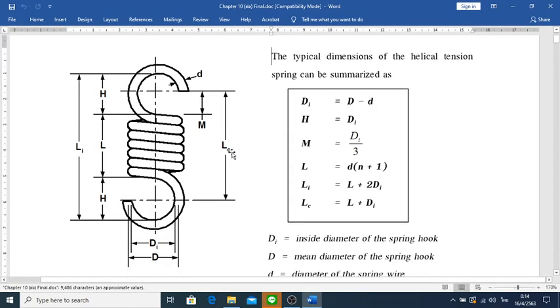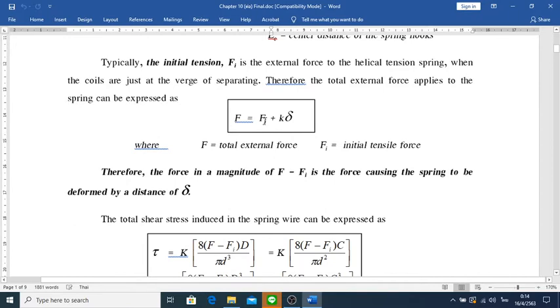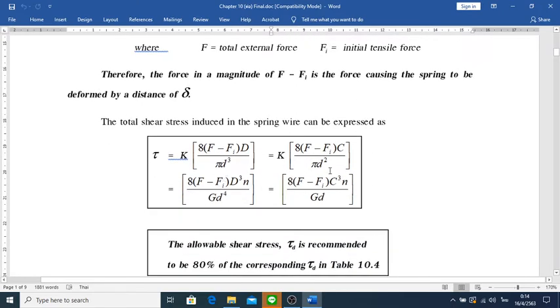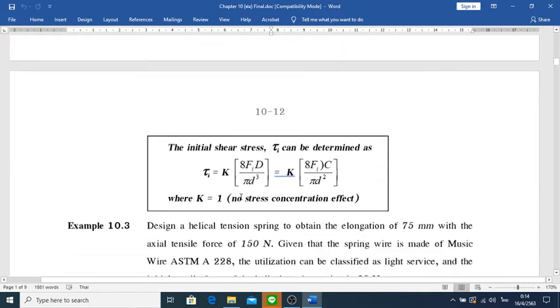For this kind of spring, you may figure out it's exactly the same as what we have done before with the compressive spring. The thing that is different is the term F sub i. We're going to have the initial tension force exerted at the beginning, so we put it as F minus F sub i first. So it's exactly the same as what we have done before, and then we add some more force, 80%, corresponding to what we've done before in terms of the design.